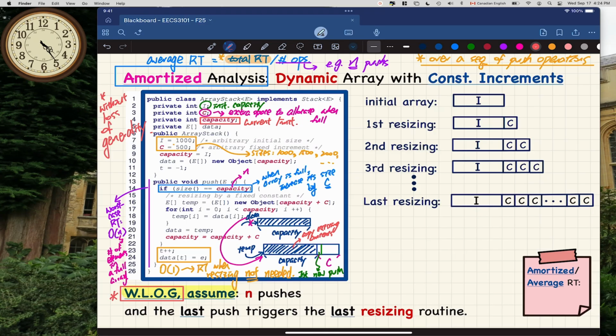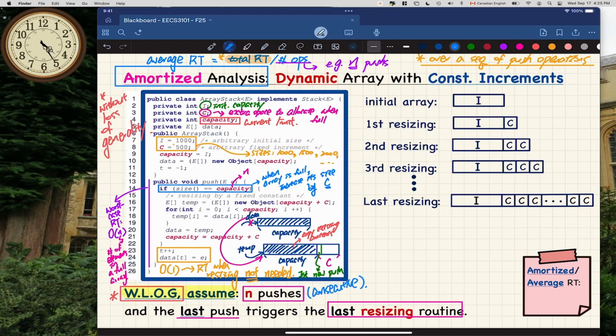So we talk about n pushes. And then we're assuming that the very last push is going to trigger another resizing routine. That's the ending point for our consideration. You'll see once I visualize the stuff, but just remember, we got some assumption here. Otherwise, it would be very complicated to consider interleaving with the pop as well. We don't need to. So just to get an idea, we just consider consecutive pushes.